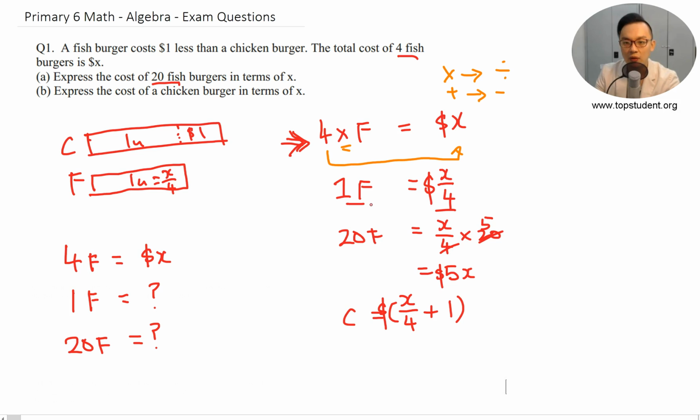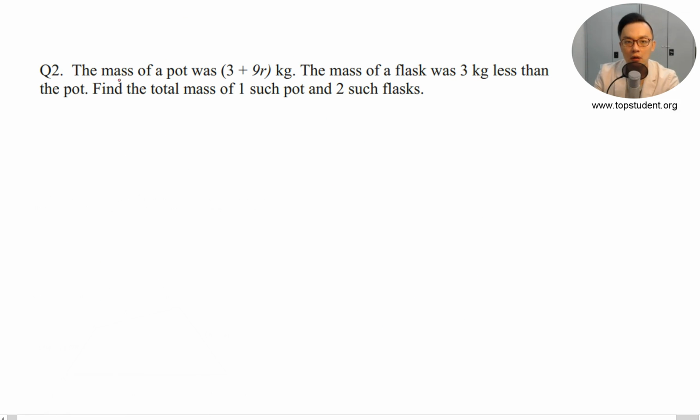All right, and then after that, once you get one fish, you substitute back to 1U. So this is also x over 4. So x over 4 plus 1 is actually your chicken. The mass of a pot was 3 plus 9r kg. The mass of a flask was 3 kg less than the pot. Find the total mass of one pot and two flasks.